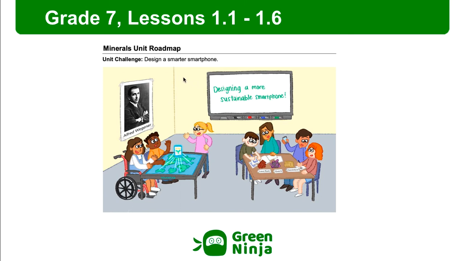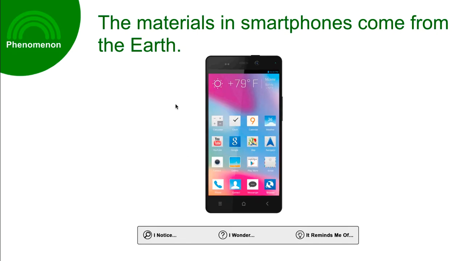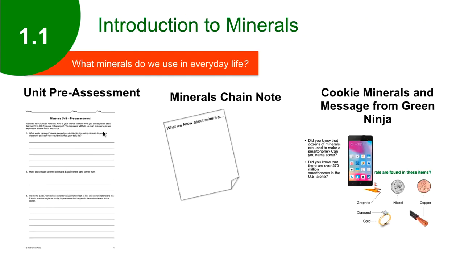In our first group of lessons, students learned the unit challenge to design a smarter, more sustainable smartphone. Students spent these first few lessons dissecting a smartphone and realizing that the materials inside come from the Earth. We start lesson 1.1 with a pre-assessment to gauge prior knowledge about tectonic processes and Earth's materials and systems.